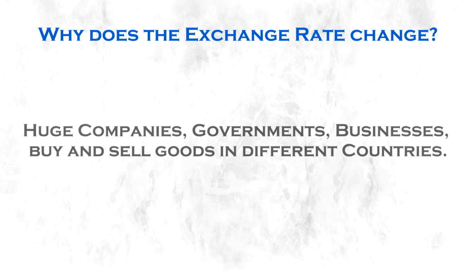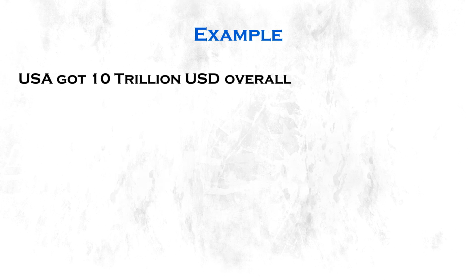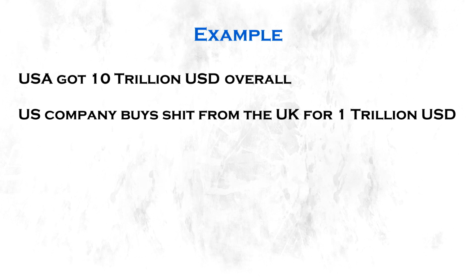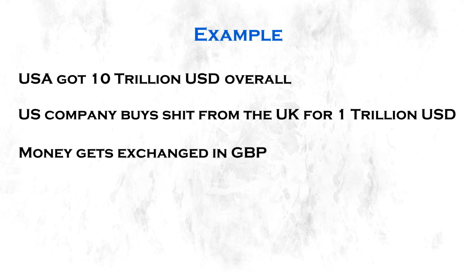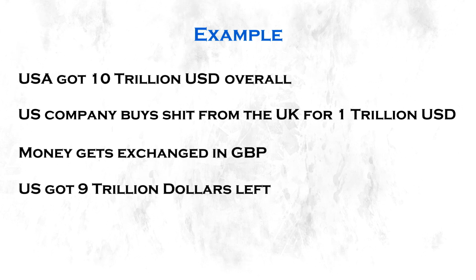Well, huge companies, governments, businesses, they buy and sell goods in different countries, and they have to trade huge amounts of money to do this. Let's say, for example, that the US has $10 trillion overall. Then a huge company from the US buys some stuff in the UK for $1 trillion. And the money gets exchanged into Great British pounds. Now the US has only $9 trillion left.